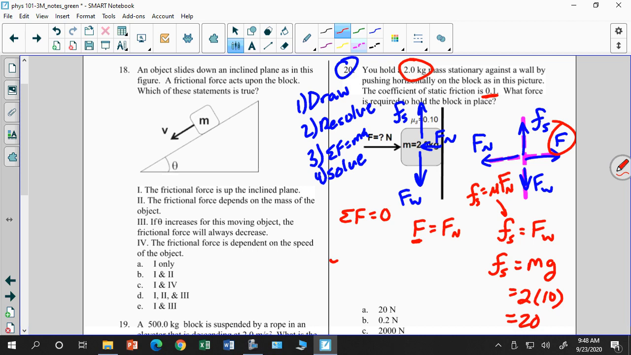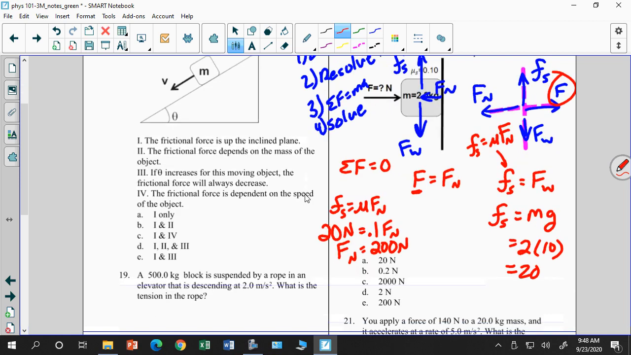So Fs is also equal to mu times the normal force. So that means that 20 newtons is equal to mu, which is 0.1, times the normal force. That means that my normal force has to be 20 divided by 0.1, or 200 newtons. So since the normal force is 200 and the force is equal to the normal force, the answer is going to be E. That's a good problem.